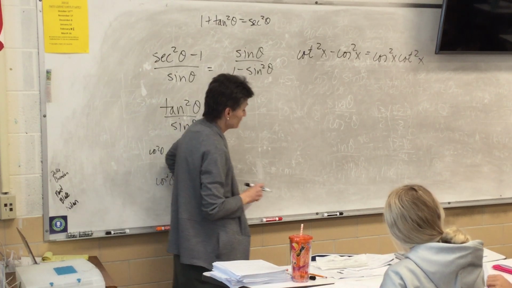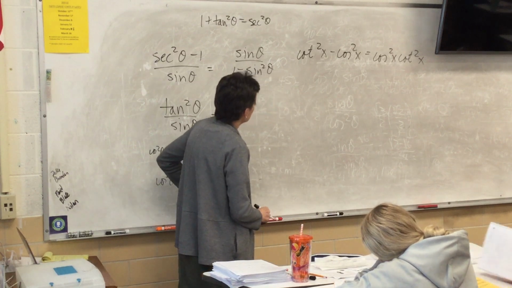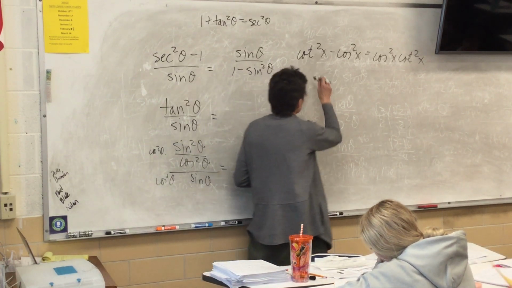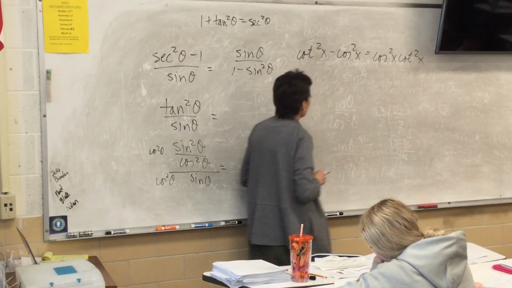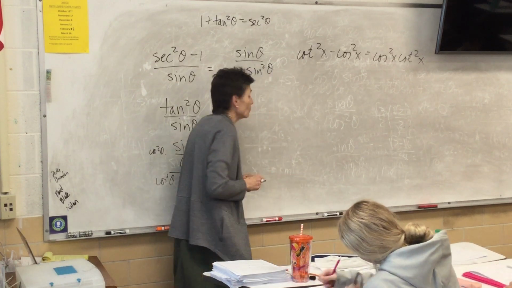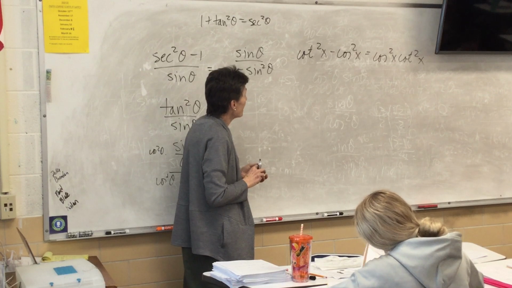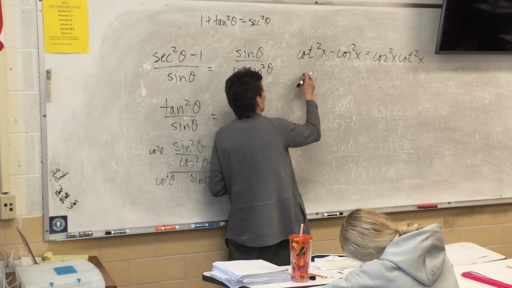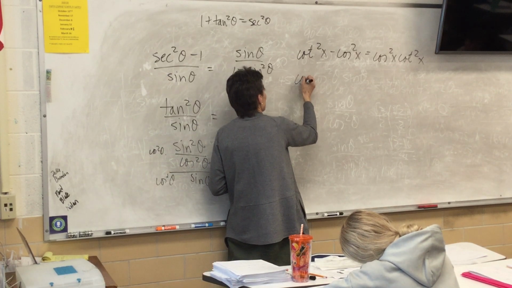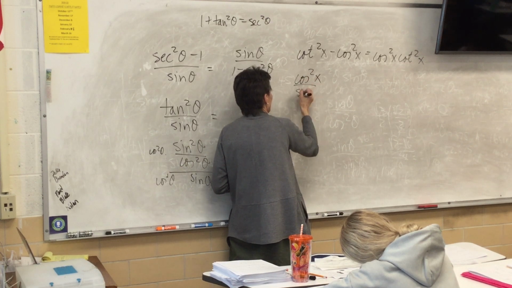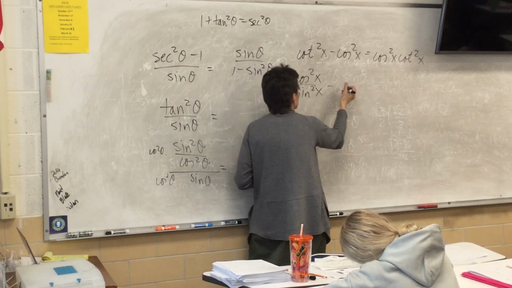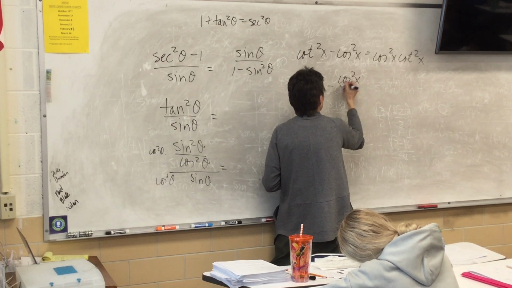Boy, I hate to do it because I've got the same functions on both sides, but I really don't see anything to do except changing the sines and cosines. So this would be cosine squared over sine squared. And this is cosine squared over 1.